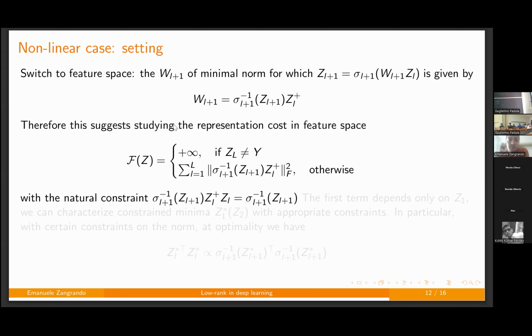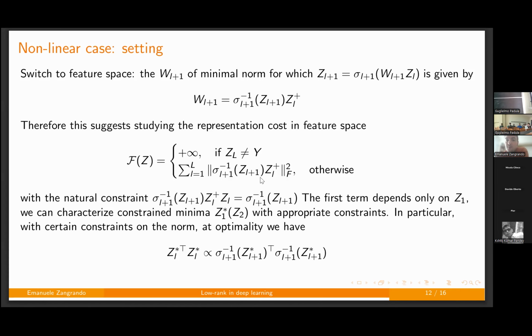And so, as I said, we switch the attention to this representation cost here, which is essentially the previous representation cost written in terms of this new parameterization. So instead of WL, we put inside the representation cost this representation of the weight matrices. And the question is now, can we study the minima? Can we say something about the minima of this representation cost here in feature space?